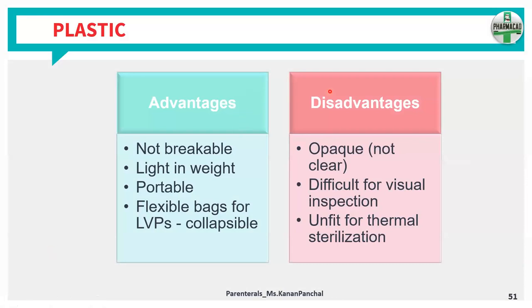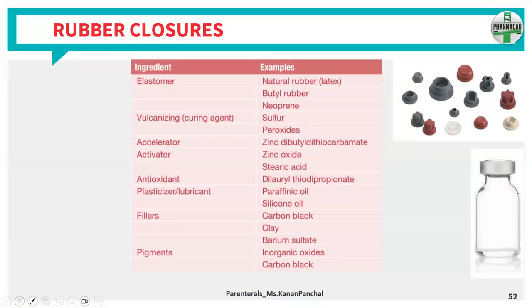So these are some advantages and disadvantages of using plastic. Theek hai? I think it's self-explainable. Then rubber closures, mein, these are the different ingredients or different types of constituents which are used to make a rubber stopper. You have the basic elastomer. Natural rubber ko chhod ke usually these days neoprene use karte hai, butyl use karte hai.